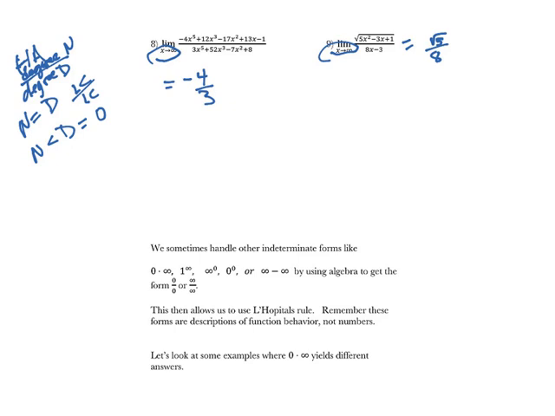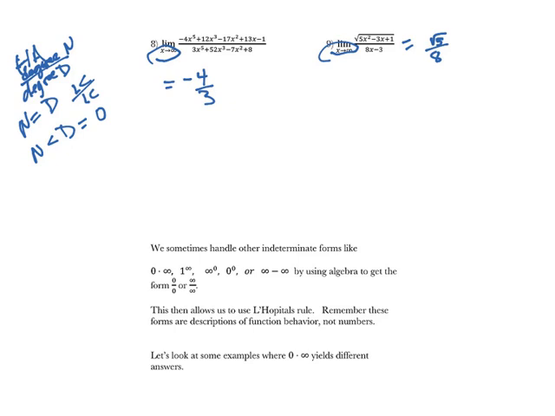So there are other indeterminate forms that we really don't talk about as much, and they are 0 times infinity. Like, which one dominates? Is it the 0 or the infinity? 1 to the infinity. We know 1 to any power is 1, but does that happen when it's infinity? Infinity to the 0. Anything to the 0 power is 1. But what if that's infinity?